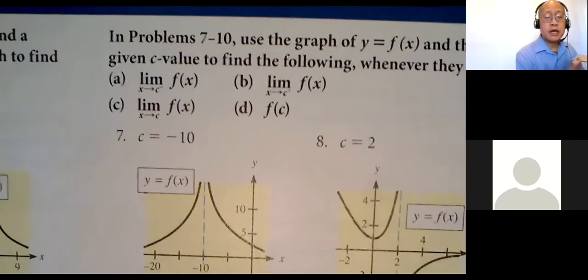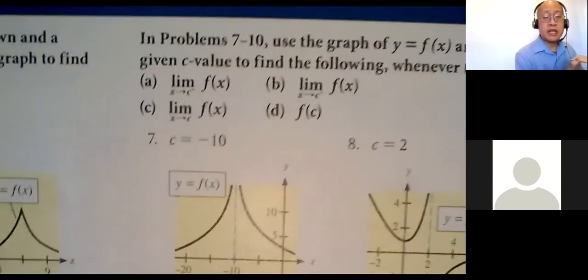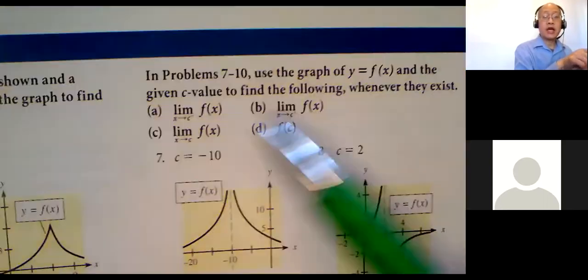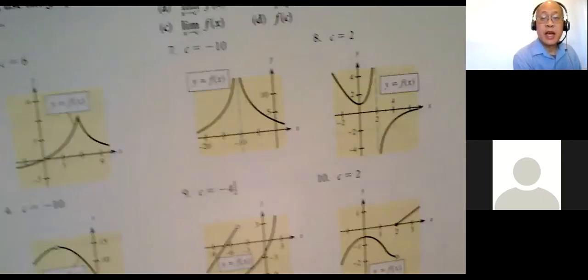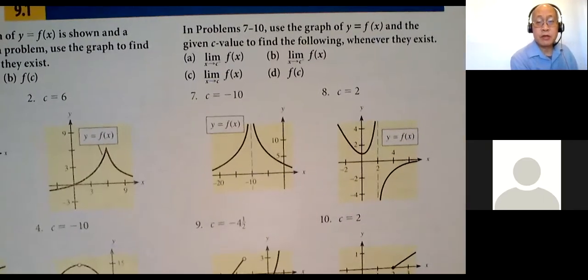And then part C is a two-sided limit. Limit as x approaches c of f of x. That means you have to get the same value for a and b. If you don't get the same value for a and b, then the answer would be does not exist. And then part D is f of c, the function value right at that point.